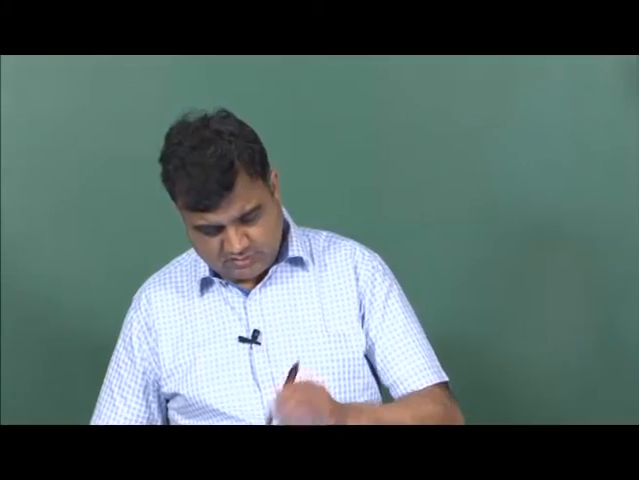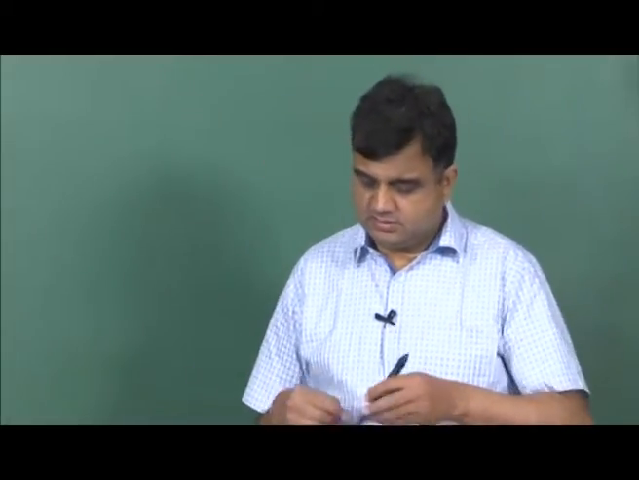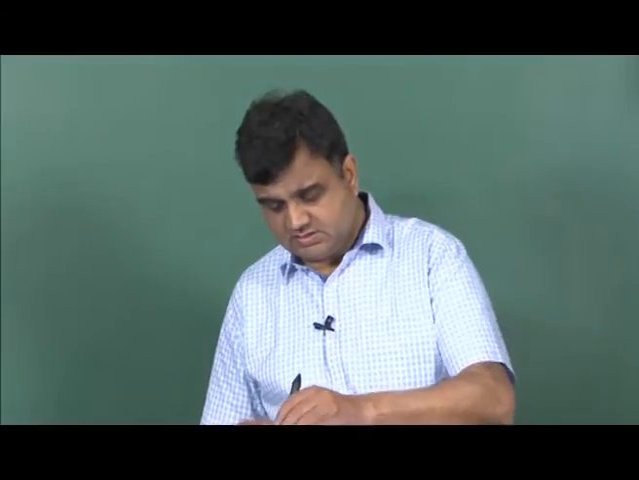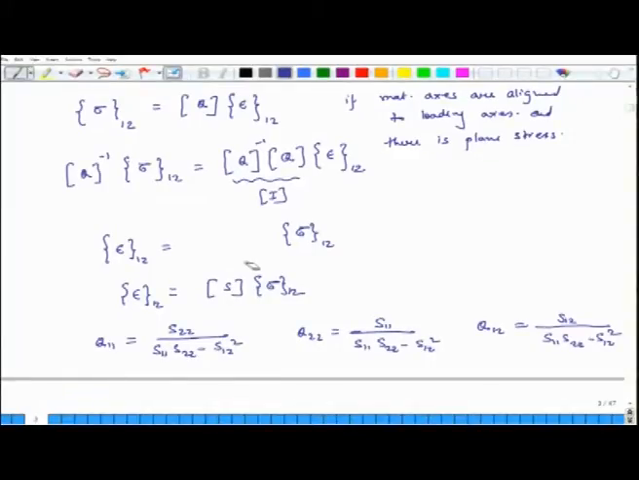and Q12 equals S12 divided by S11 S22 minus S12 square. So, this should not be there, right. So, I will just, so there is an error. So, epsilon 1 2 is equal to Q inverse times sigma 1 2.